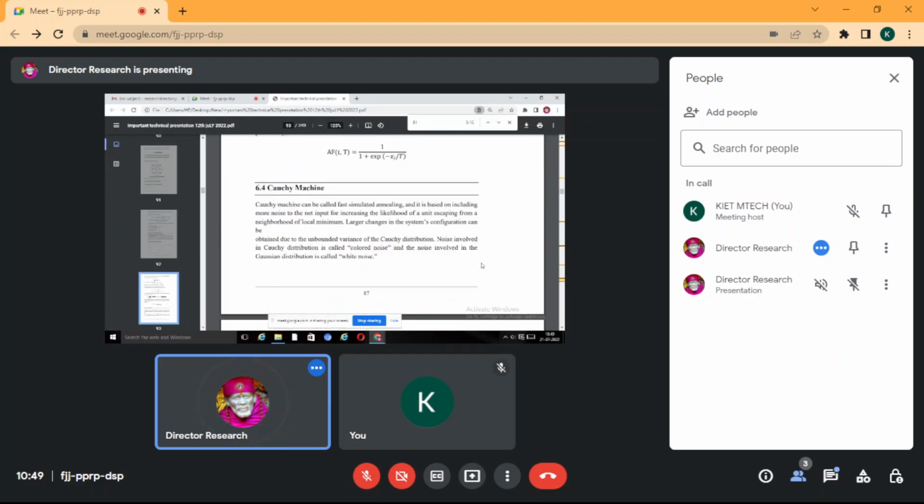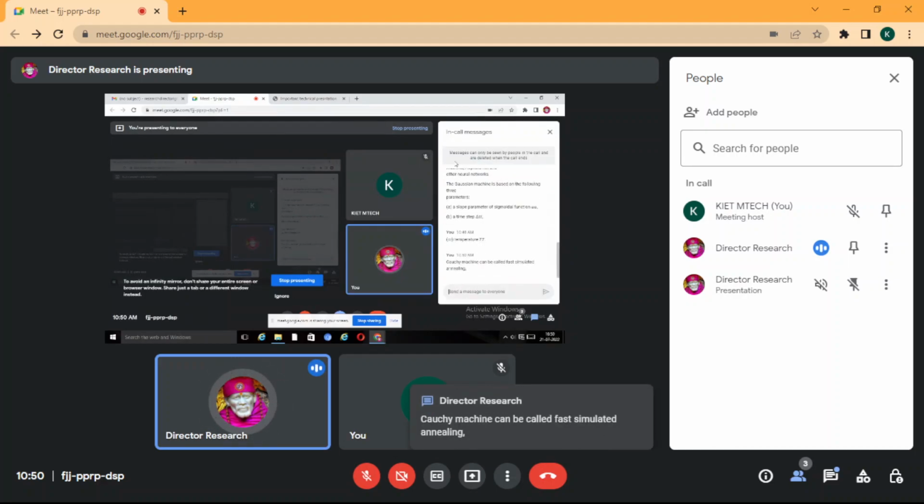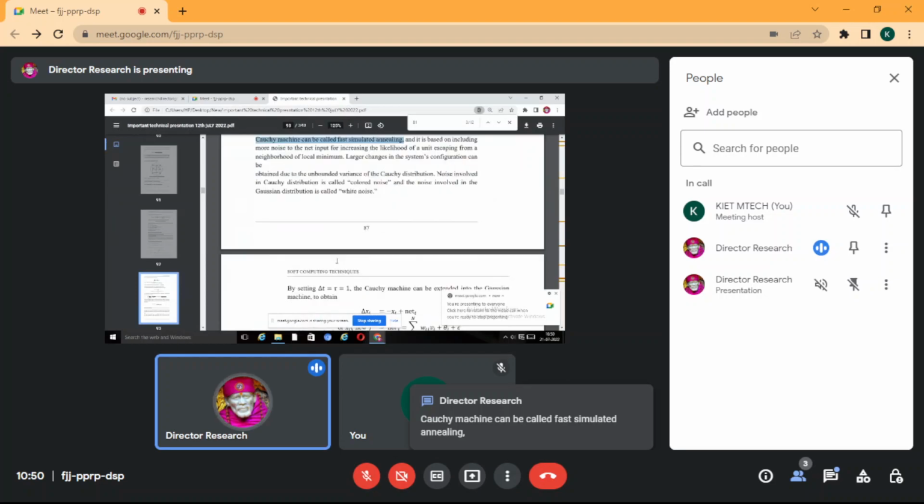Okay, Cauchy machine. One more topic in this session is Cauchy machine, which can be called fast simulated annealing. The concept itself is fast simulated annealing. It is based on including more noise in the net input to increase the likelihood of a unit escaping from the neighborhood of a local minimum. Larger changes in the system's configuration can be obtained.